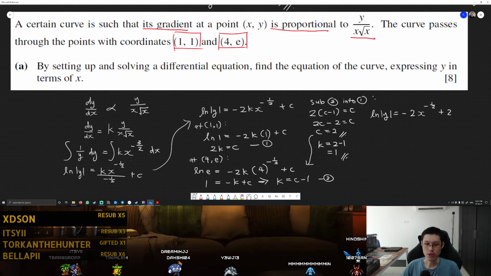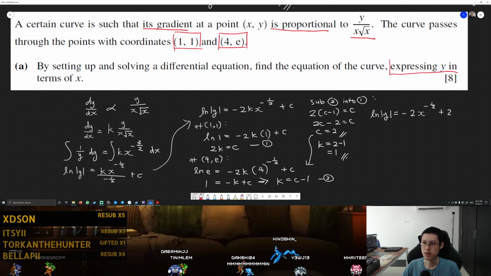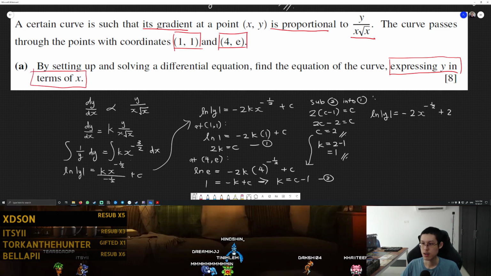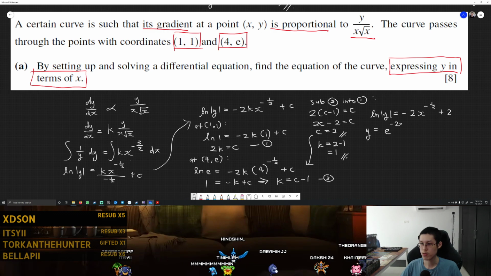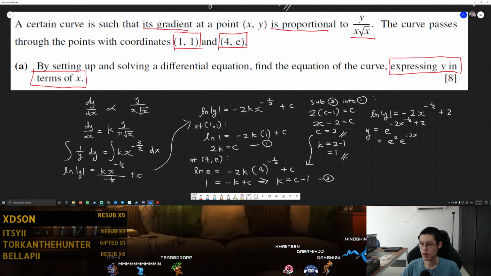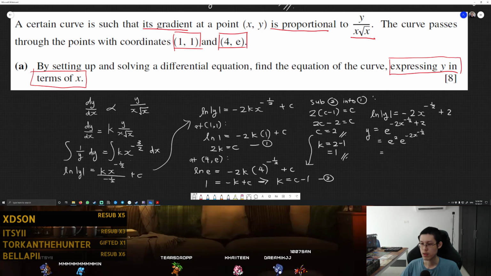But we're not done yet because the question wants us to express y in terms of x. So we have to make y the subject, which means you have e to the power of -2x to the power of -1/2 plus 2. And you can actually simplify this a little bit further by writing it as e squared times e to the power of -2x to the power of -1/2. And yeah, I'll just leave it like that.